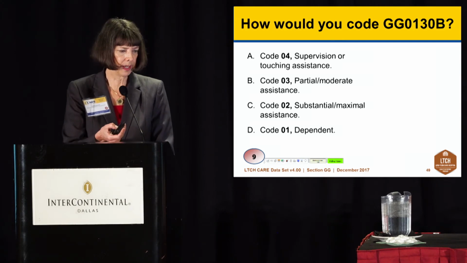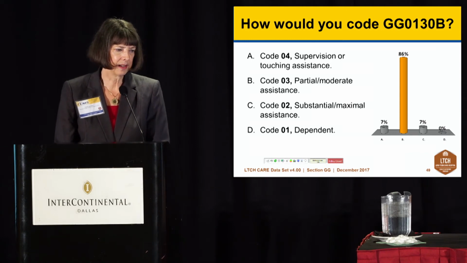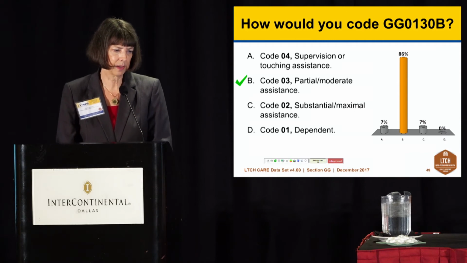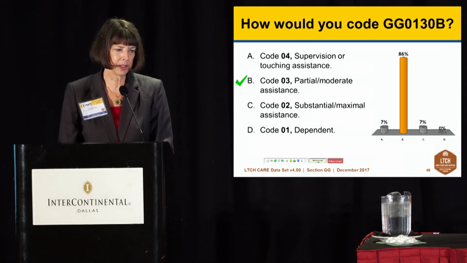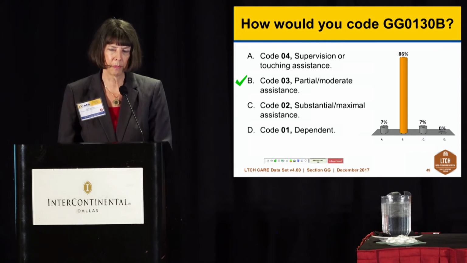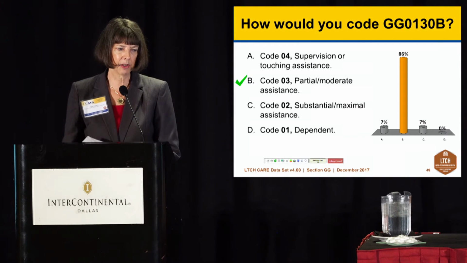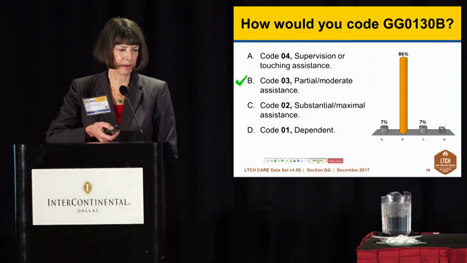Okay, I think we've got everybody in. Much better. 86% said that it was B. Let's take a look at the correct answer, which in fact was B. We still have about 7% for supervision, touching assistance, and another 7% who thought it was 02, which would have meant that the helper did more than half the effort. But in this case, when you look at all the tasks, it should have been coded 03 because the helper did less than half the effort.